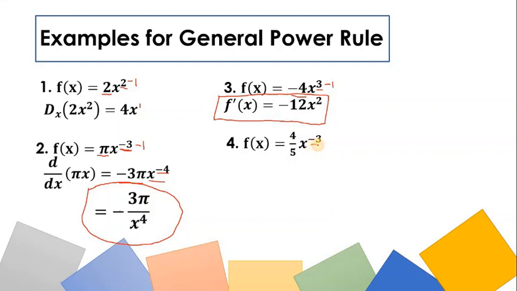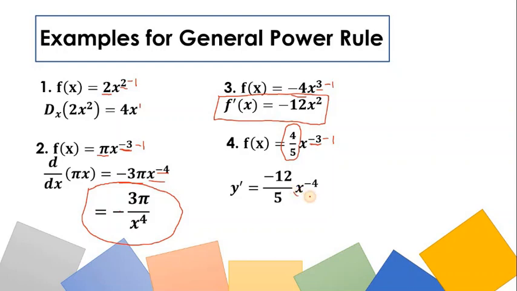Okay, for example number 4, 4 over 5 times x raised to negative 3. Still negative 3, our general power rule is still appropriate because negative 3 is a real number, so we can use the general power rule. Same thing, your exponent, which is negative 3, should be multiplied to the number beside. And my number beside here is 4 over 5. So 4 over 5 times negative 3, that is negative 12 over 5. And same thing, you have to subtract 1 down here. So negative 3 minus 1, that is negative 4.